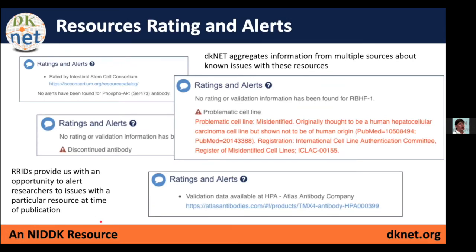And then just some examples of the resource ratings and alerts we get. There are a number of different databases that have information about resources. One of them is the Cell Source database, which is maintained by the International Cell Line Authentication Committee. They provide information on, for example, misidentified and contaminated cell lines, so we can extract that information and provide it to you. There's also information about how antibodies perform, and we can provide that type of information as well.